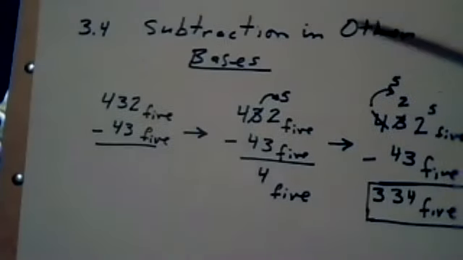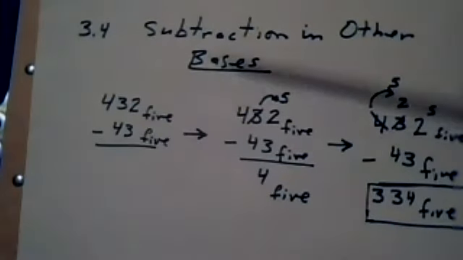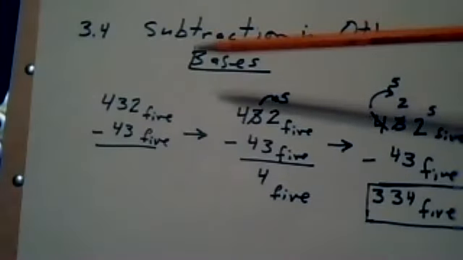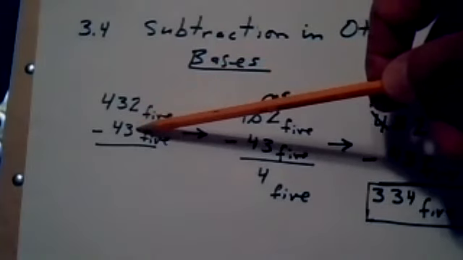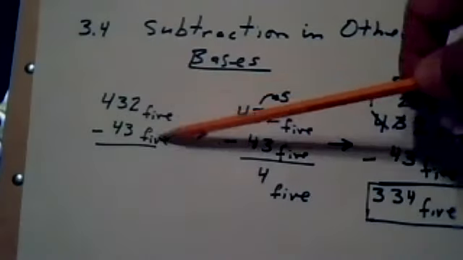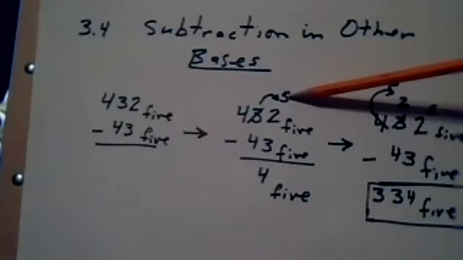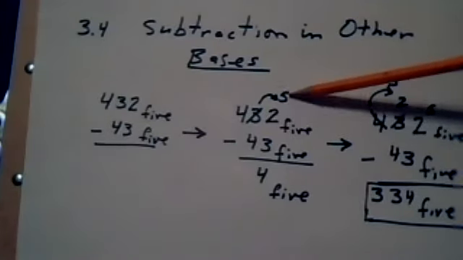Subtraction in other bases. So we're going to pick base 5. It could have been any other base. The thinking behind it is the same. So 2 minus 3, we can't do that. So we have to borrow 1 from the 3. But since this is base 5, what we're borrowing is a group of 5. So now 5 plus 2 is 7.